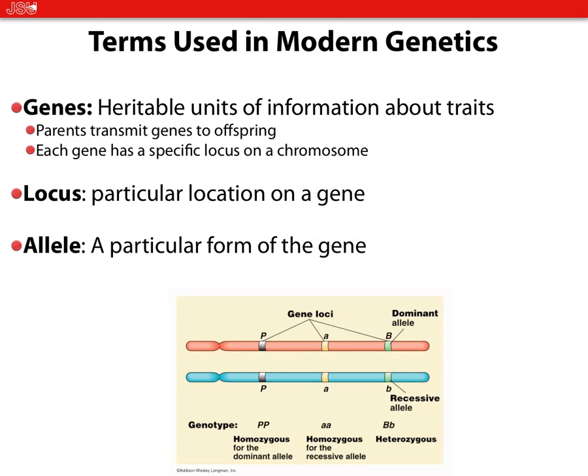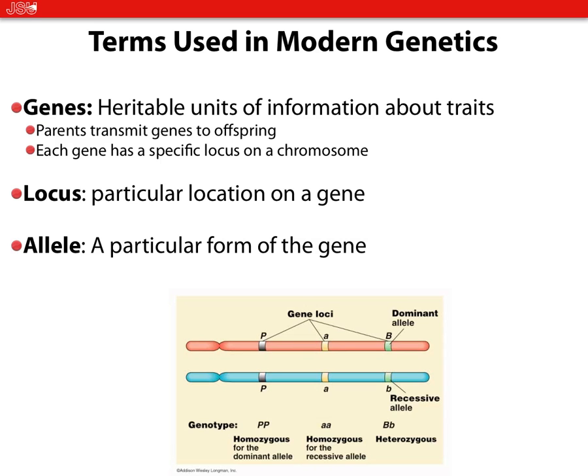Genes, locus, and allele. Let's talk about those. Okay. Genes are what? Heritable units of information. A locus is a particular location on a gene, and an allele is a particular form of a gene. How do I use those in a sentence together? Well, on chromosome 9, let's say that the pink one is chromosome number 9, which is what blood type is on. Okay.